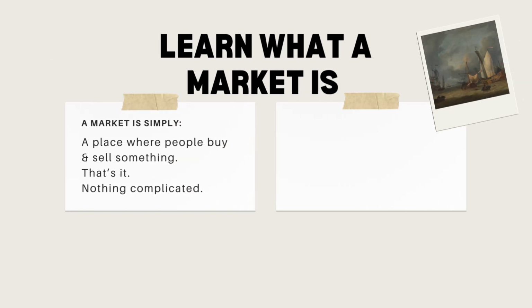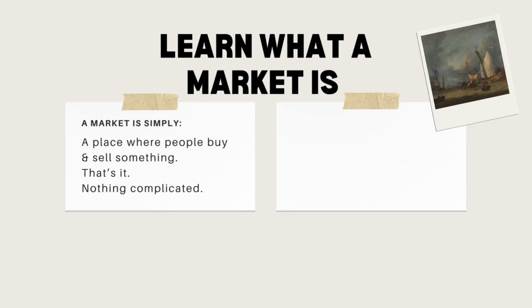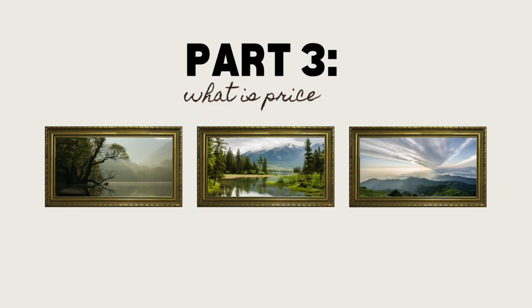A market is simply a place where people buy and sell something. This is it. For example, the stock market is where people buy and sell company shares. The crypto market is where people buy and sell digital coins. The futures market is where people buy and sell contracts tied to things like oil, gold, or stock indexes. These are just some examples, but understand this. A market exists for one reason. People are making decisions with money. Think of the farmer's market or the housing market, where buyers and sellers meet and they agree on a price to buy or sell.